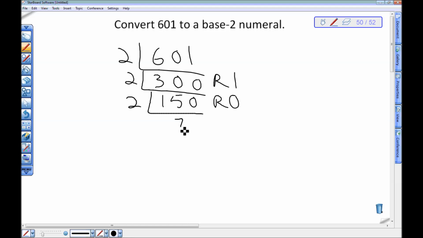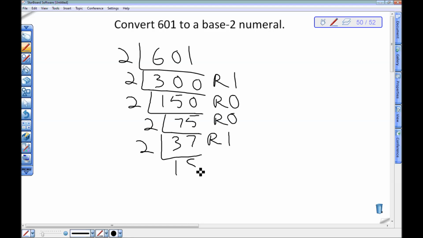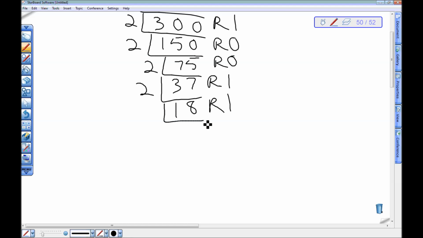150 divided by 2 is 75 with a remainder of 0. That 0 is going to end up in my 2 squared, or my 4's place. 75 divided by 2 is going to be 37, remainder 1. That 1's going to end up in my 8's place. Divide this by 2, it's going to be 18, remainder 1. 18 divided by 2 is 9, remainder 0. 9 divided by 2 is 4, remainder 1.